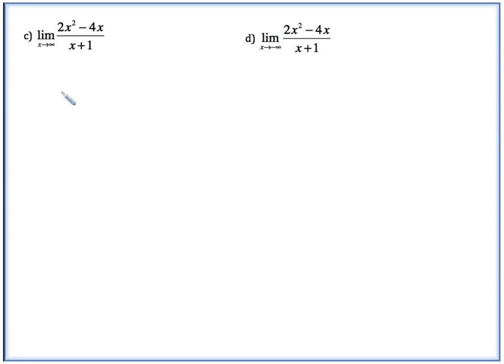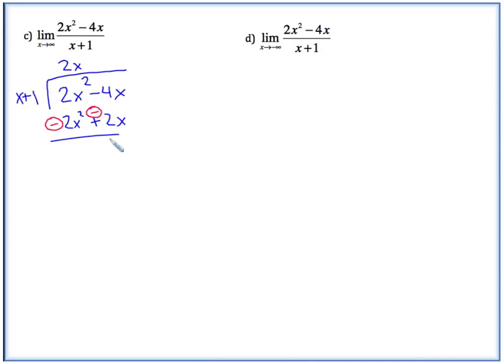So we're going to set up our long division, 2x squared minus 4x. We're going to divide it by x plus 1. And we just say x goes into 2x squared how many times? Well, 2x times. And then we multiply 2x by x plus 1. So it gives me 2x squared plus 2x. And then we have to subtract this. So I go ahead and change the signs of both of these. And I like to always circle when I change my signs. Now this drops down to 0, which is what we want.